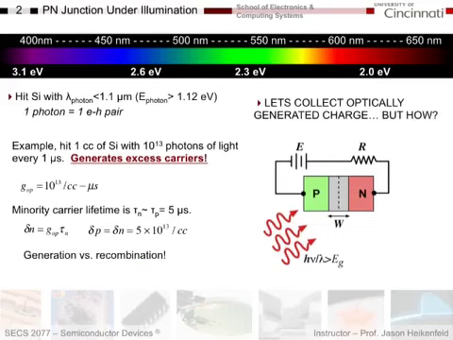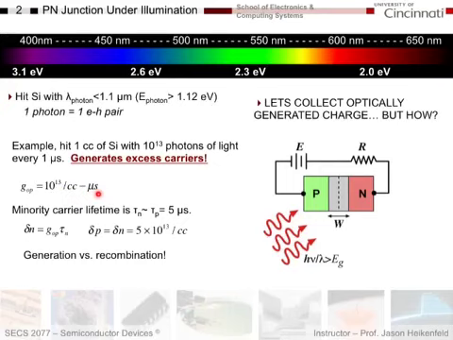So, a bit of review. Let's say we hit silicon with wavelengths of light less than 1.1 micron, which means the energy of the photon is greater than 1.12 eV, using that 1240 over lambda equation. And we know that one photon will give us one electron hole pair. Okay? And we'll say for this light that's hitting the silicon, we have 10 to the 13th photons per light every 1 microsecond, meaning that our optical generation rate will be 10 to the 13th per cubic centimeter per microsecond.